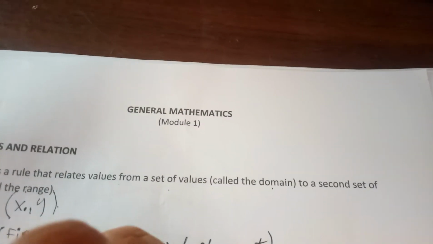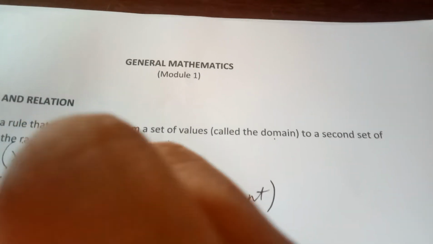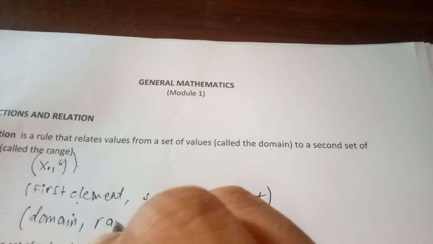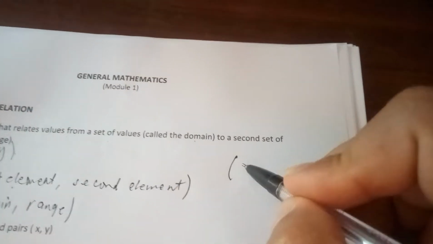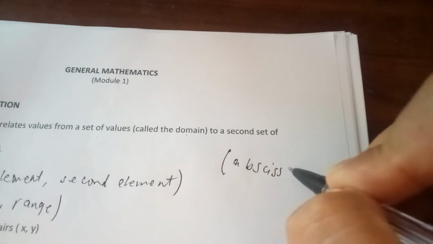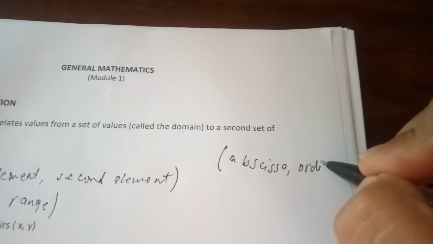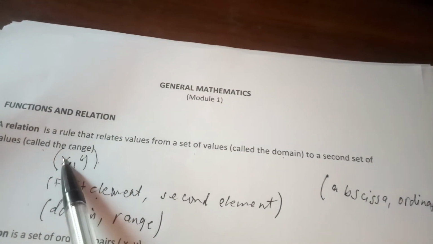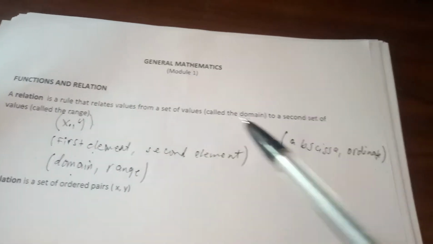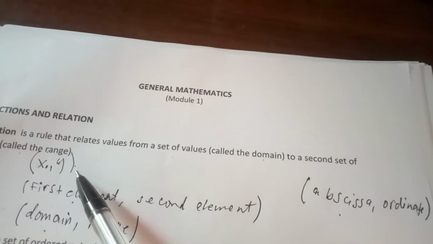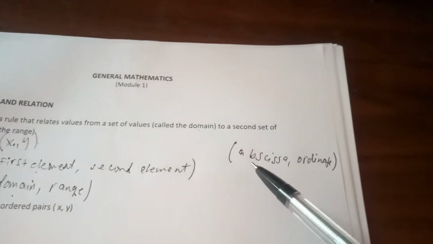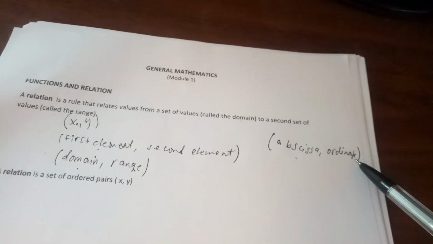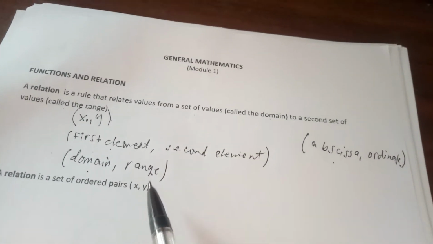X is also what we call the domain, and also the second element y is called the range. Sometimes domain is called abscissa, and the second element is the ordinate, y ordinate or simply ordinate. So remember that, x is also the first element, it is also the domain, it is also the abscissa, while the y is the second element, it is the range, it is the ordinate. So that defines relation. A relation is a set of ordered pairs x, y.